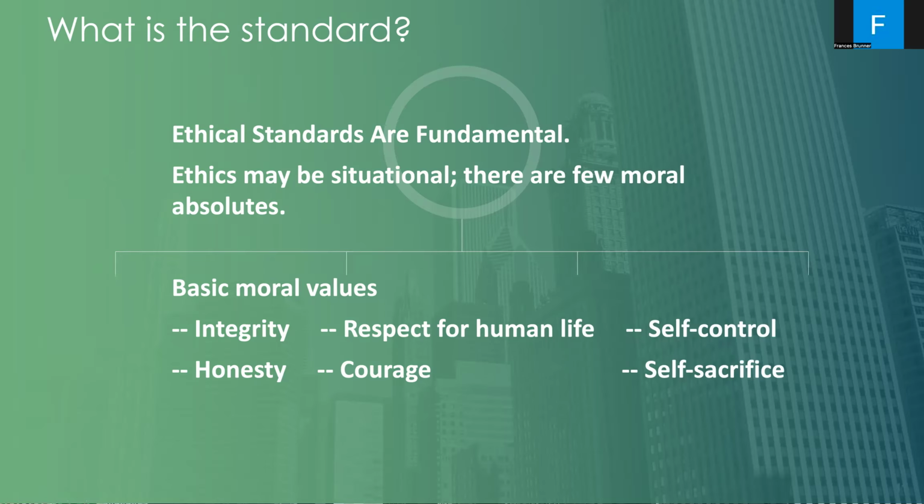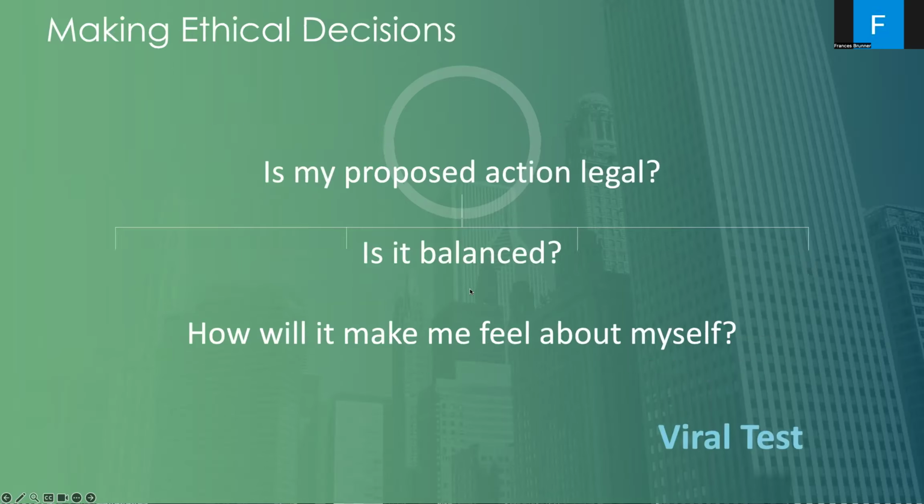Of these things, there is no straightforward law, honesty in some cases, respect for human life in some cases, but we can all agree that there is a large gray area over these. In and of themselves, these are basic moral values that exist in humanity. So when we're approached with making an ethical decision, we need to understand: is my proposed action legal? Is it balanced? And how will it make me feel about myself?